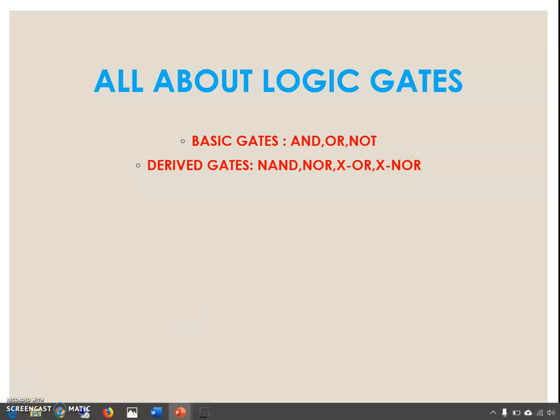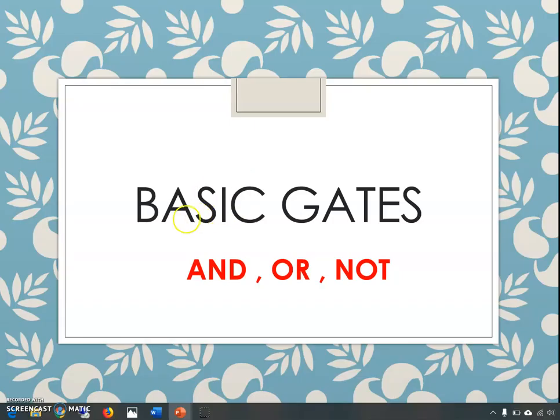So the first thing is that the input and output levels in any digital circuit are represented by a high, that is logic 1, or a low, that is logic 0. So in logic gates, inputs and outputs can have only two values, either a high 1 or a low 0.